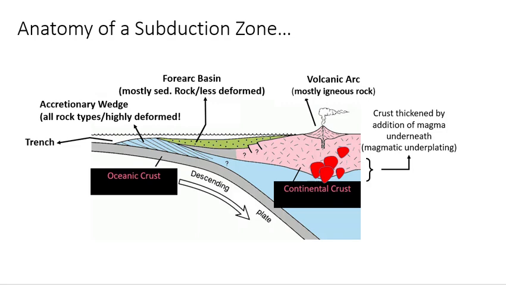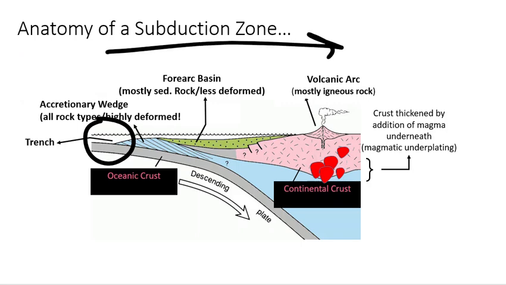So what you're looking at here is a way of dividing up a typical subduction zone. So beginning with the plate boundary, which is marked by the trench on the sea floor, right here. And then moving inboard towards the continent, we have a threefold designation, including the accretionary wedge, the forearc basin, and the volcanic arc. Let's start with the accretionary wedge.